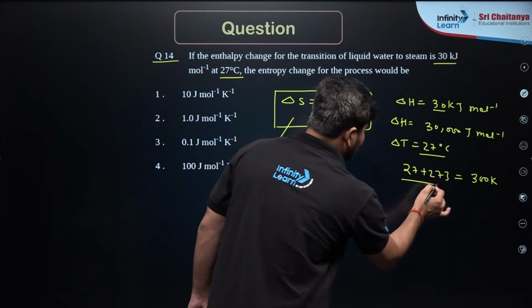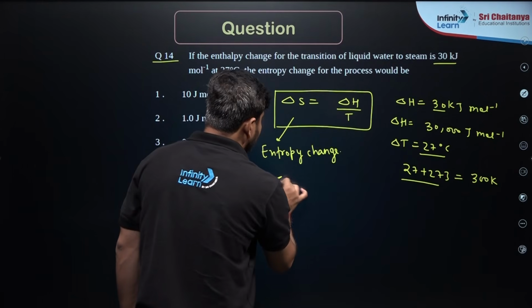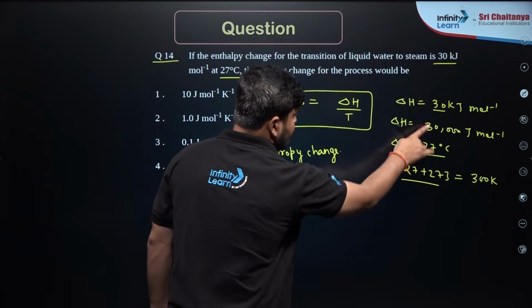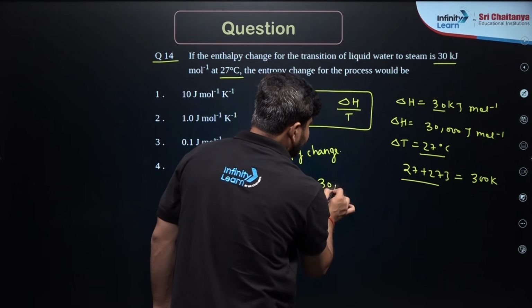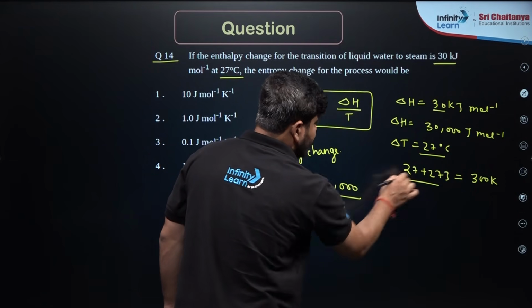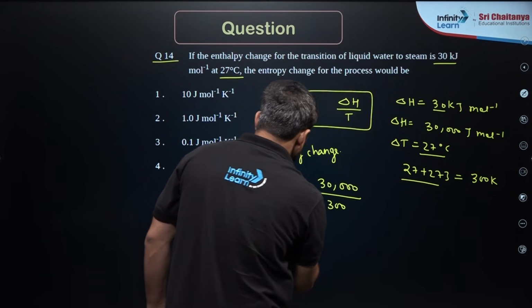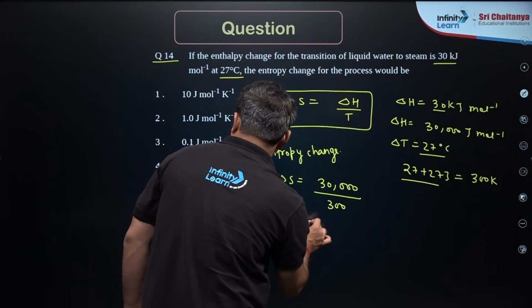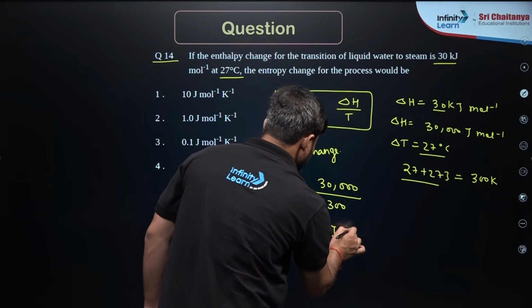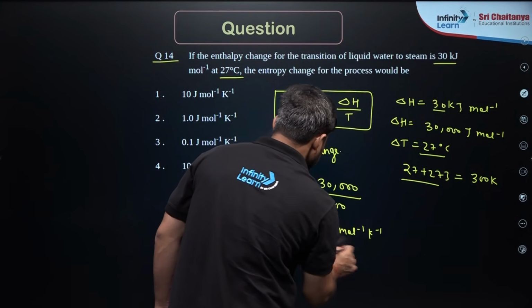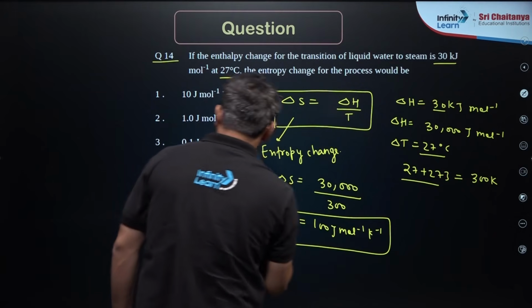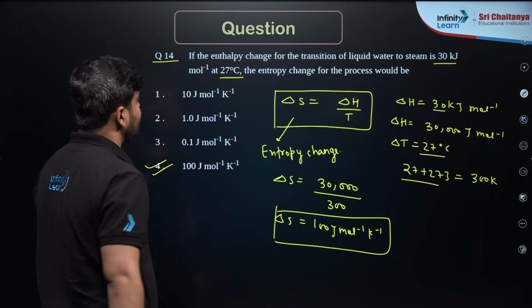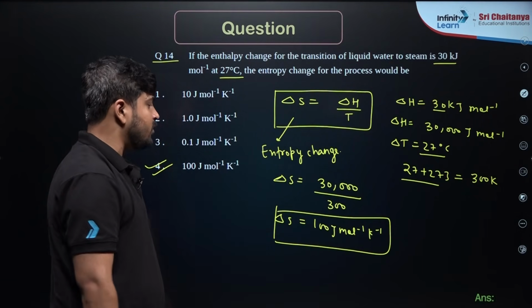After that, we have to put in these values. Delta S equals 30,000 divided by 300, so delta S comes to nearly 100 joule per mole per Kelvin. This is the final answer of this question, so option 4th is the correct answer. Please remember this one.